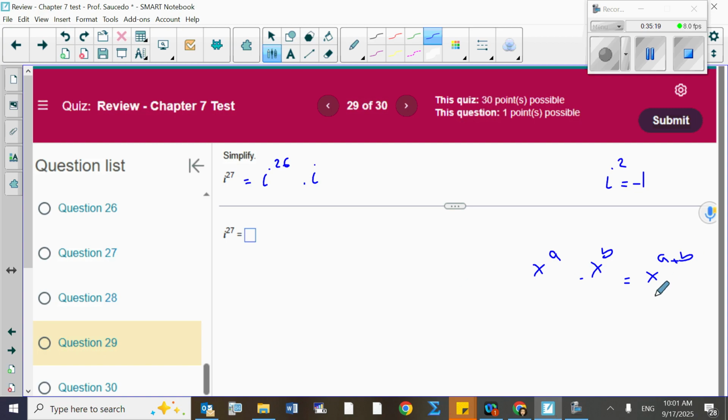So I'm going the other way. If I have x to the power of a plus b, I can write it as x to the a times x to the b. The power of i here is 1. 26 plus 1 is 27.